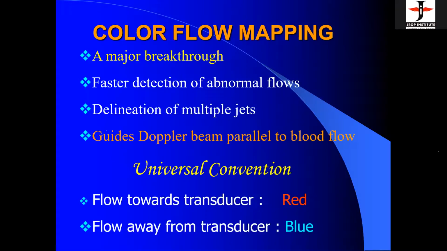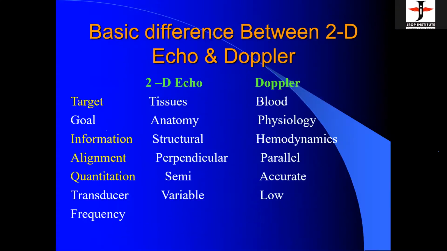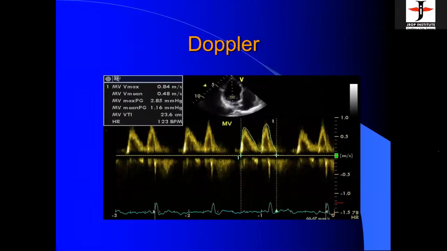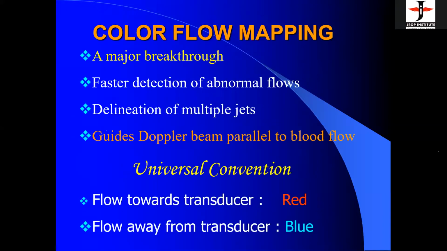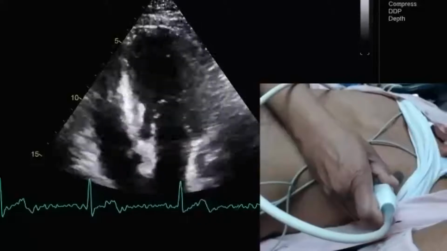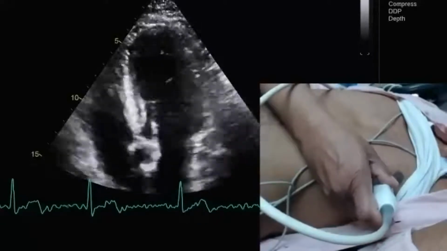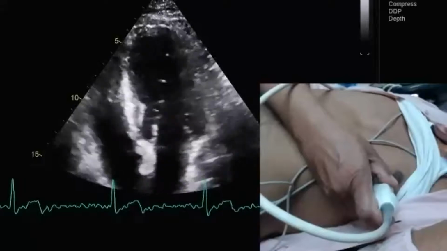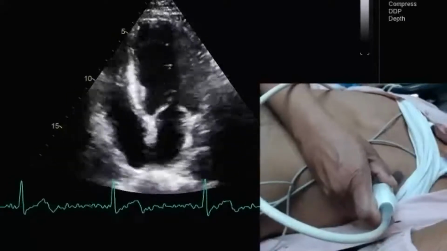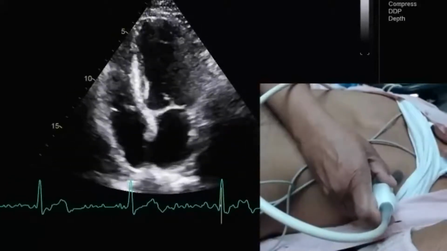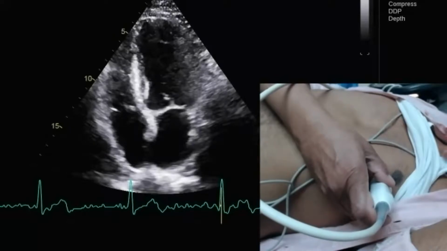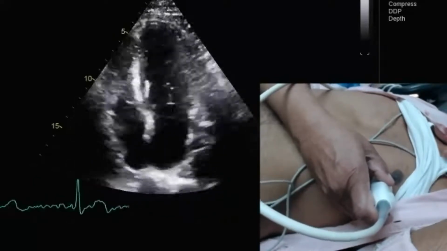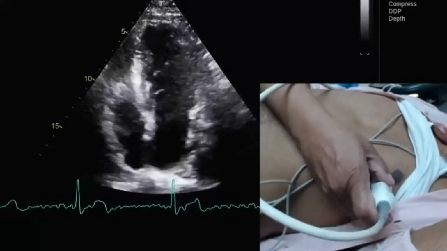Okay. Is it right? So I'm switching on. You can see my 4-chamber view. This is the normal convention 4-chamber view where I can see LV, LA, RA, RV. This is the mitral valve, this is the tricuspid valve. And this is the most common view for evaluation of the mitral flow.